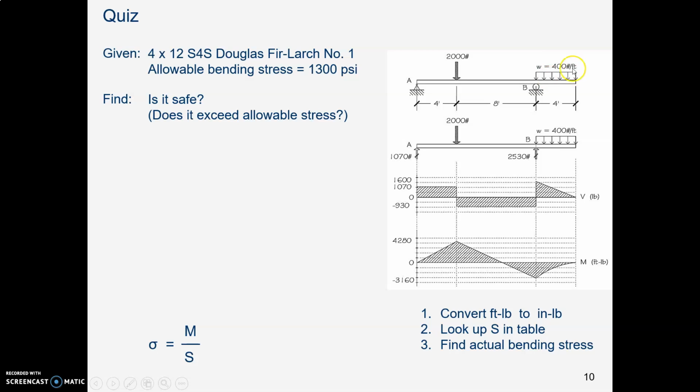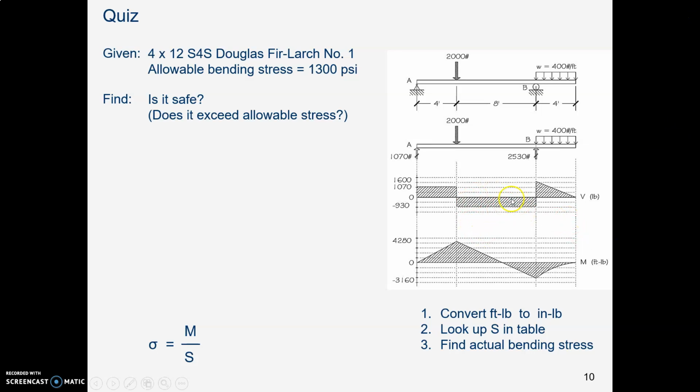And this particular wood has an allowable bending stress of 1,300 psi. And like we did with the previous beam, we're going to find out, is this one safe? So all we know is what it's made of. Here are the loads on it and its sizes. If we know the allowable stress, are we okay? Are we safe? So here are what the shear and moment diagrams are going to look like on this beam.